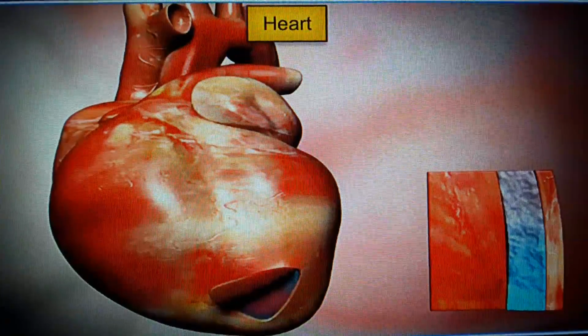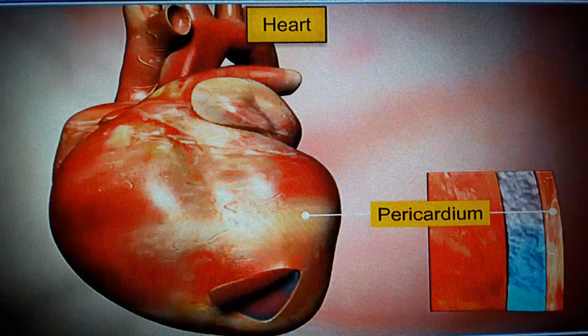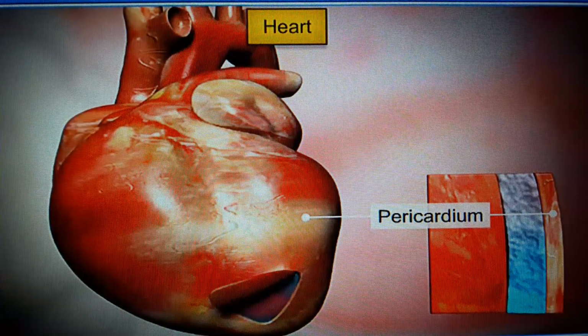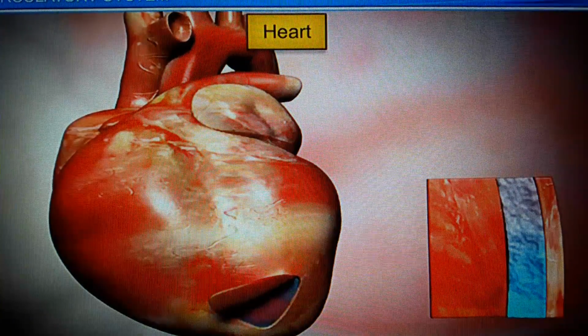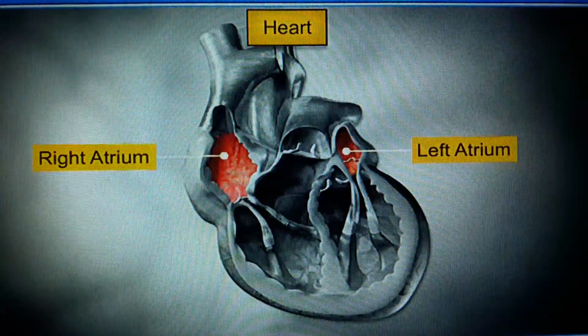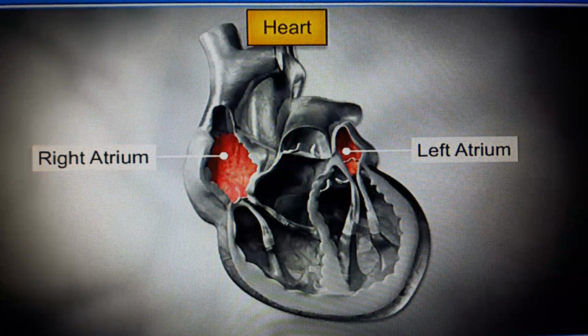Look at this three-dimensional structure: the heart, the pericardium, and this is the pericardial fluid, which prevents heart friction.